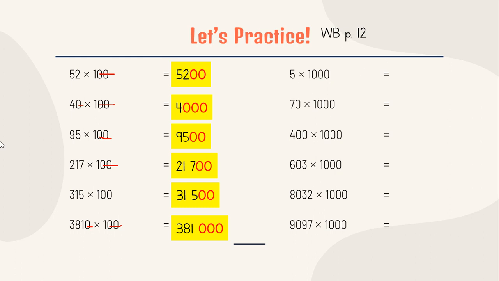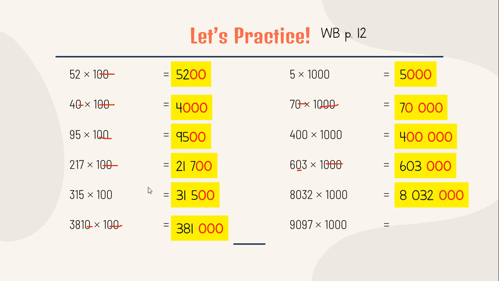5 times 1,000. Easy. 5,000. 70 times 1,000. Once again, if there are zeros not followed by other numbers, set them aside. How many zeros? 4. So 7 times 1, 7 with 4 zeros. Same with this one. 400 times 1,000. 400,000. 603 times 1,000. Do we need to set this aside, the 0 in the middle? No. Do not save this one. Only this. So that's it. Kinda easy, right?